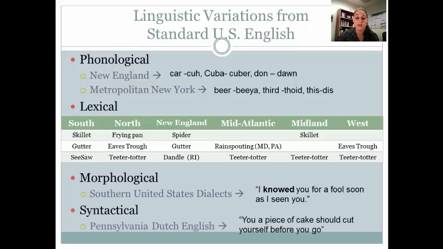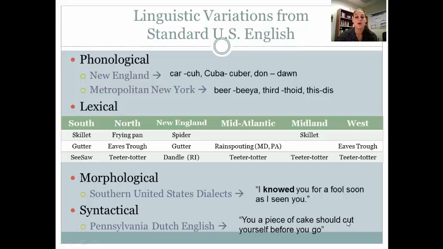A syntactical difference, this is taken from the Pennsylvania Dutch English dialect. So they would say, you, a piece of cake, should cut yourself before you go. We know that in Standard American English we would say, you should cut yourself a piece of cake before you go. And so here we see the subject, object, and verb, should cut. So you being the subject, a piece of cake being the object, and then should cut being the verb.